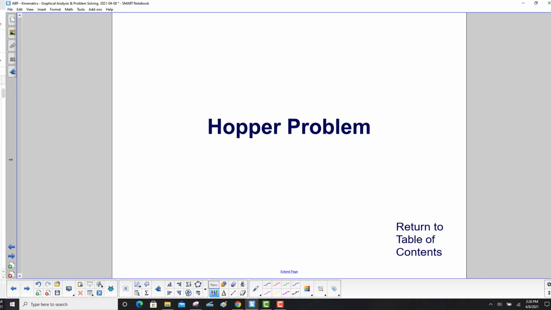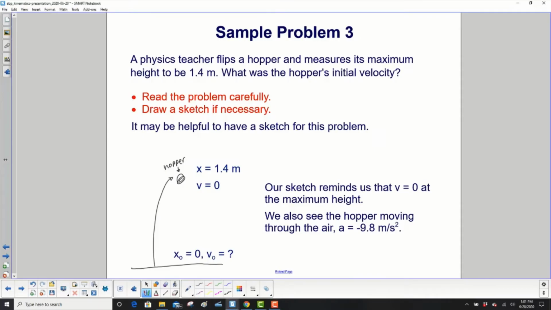Hopper problem. Sample problem 3. Hopefully your physics class has these little hoppers. They're like a little tiny thing about the size of your thumb, made out of some kind of rubber plasticky thing that you press down and then it unpresses itself and springs up into the air. And you measure the height, and then what you can do is find the hopper's initial velocity, which is kind of neat.